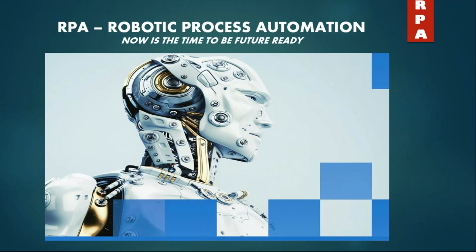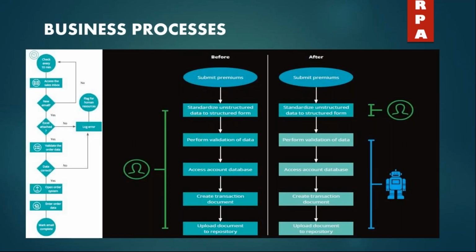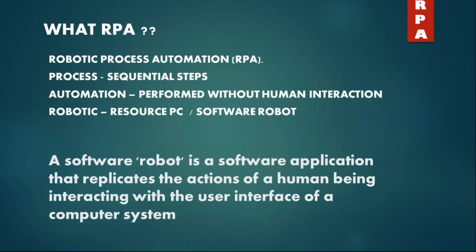So what is RPA? Robotic process automation. What is a process? A process is nothing but sequential steps, combined together and called a process. Automation means performed without human interaction, and robotic means a kind of resource PC.